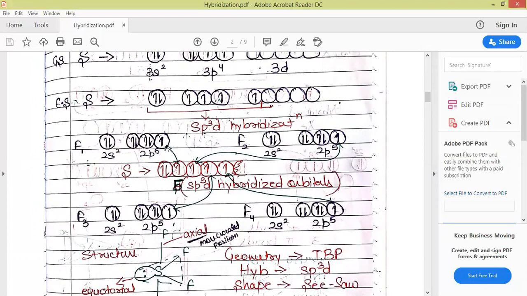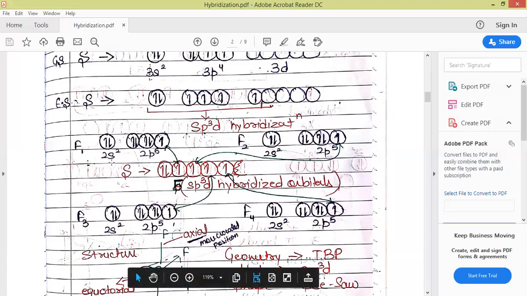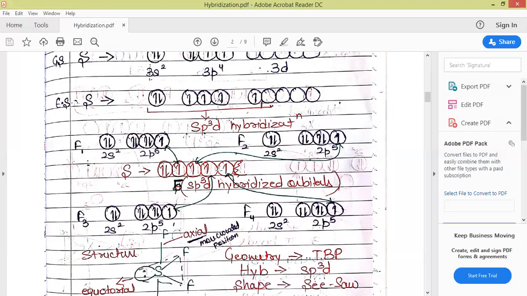Hybridization has to deal with only the sigma bond. It has nothing to do with the formation of pi bonds. Pi bonds do not participate in the hybridization. So each fluorine here, fluorines are represented as F1, F2, F3, F4. As the electronic configuration is 2s2, 2p5, each needs 1 electron to complete its octet. So these 4 electrons will make covalent bonds with 1 fluorine each, and this will remain as lone pair.